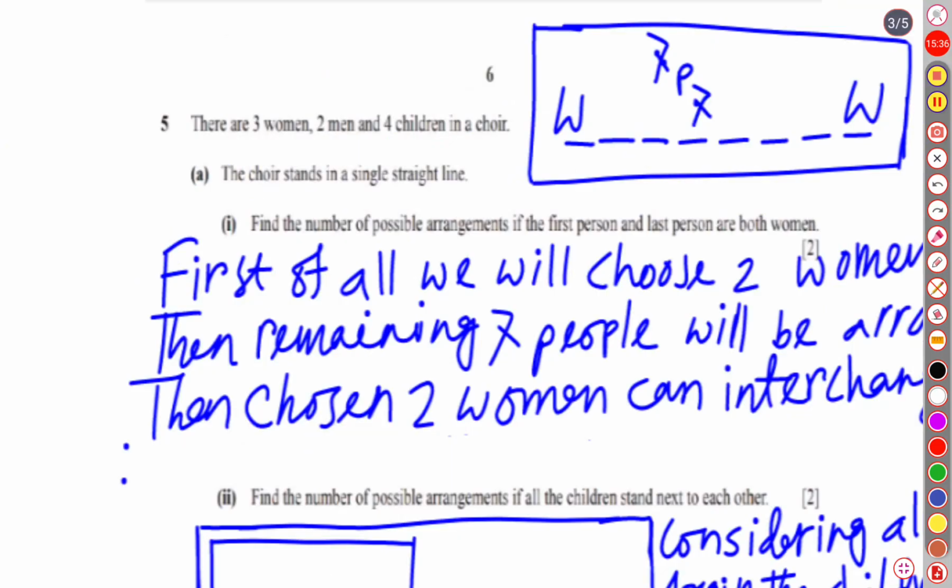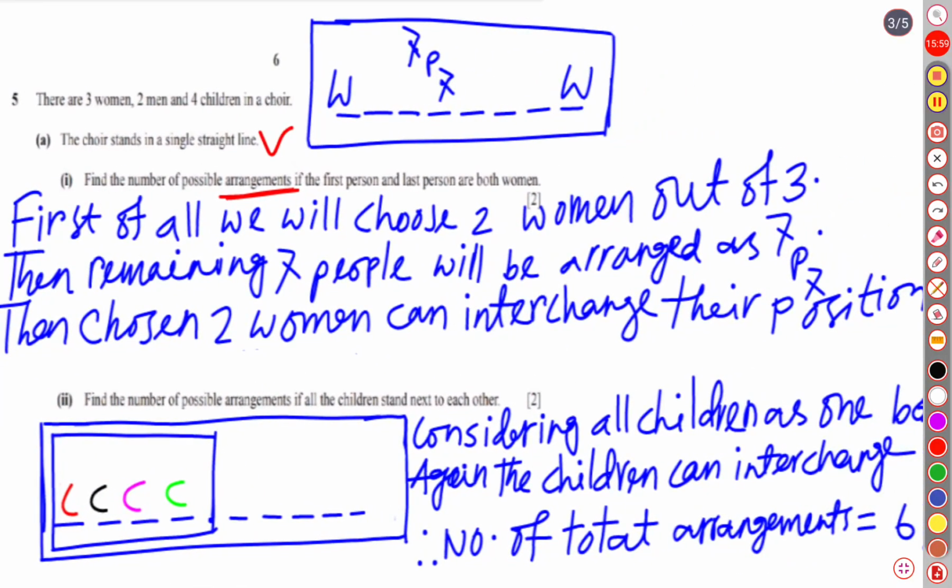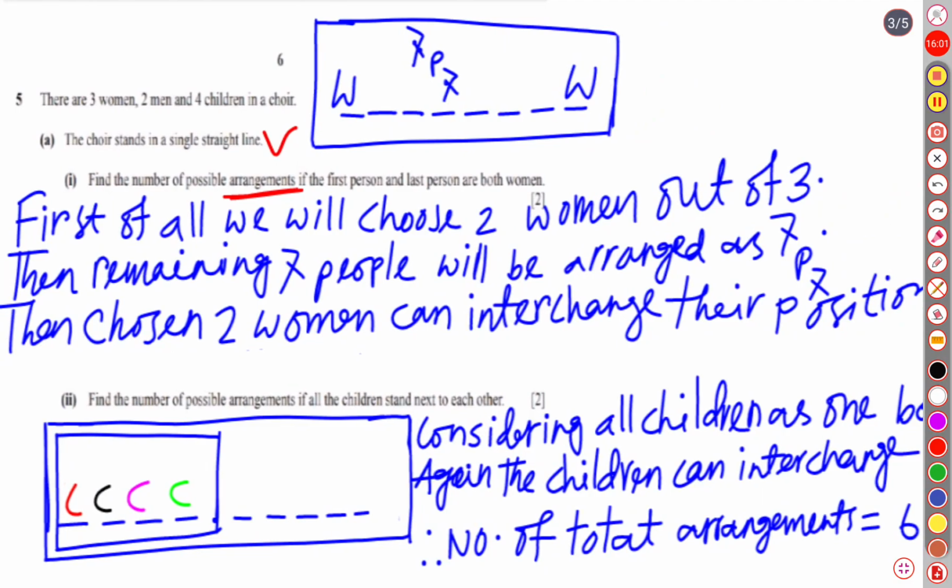The question is, there are 3 women, 2 men, and 4 children in a choir. The choir stands in a single straight line. Find the number of possible arrangements. Look, this is the clue word, arrangements. If the first person and the last person are both women. Well, as the clue word is arrangements, that means we will have to apply permutation concept.